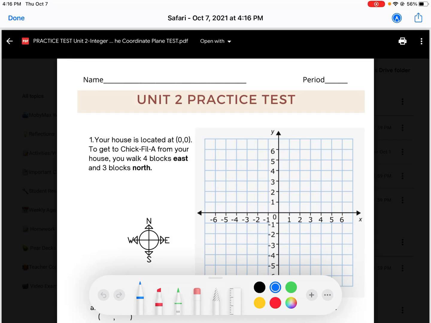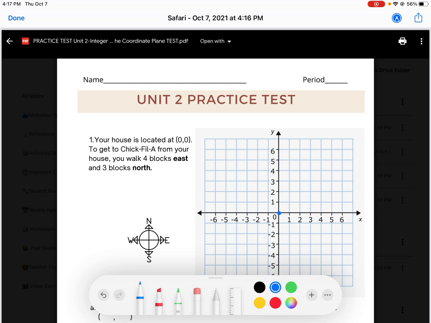Let's walk through number 1 of our practice test. All right, so this says your house is located at (0, 0). That means our house is right here at the origin of this graph. To get to Chick-fil-A from your house, you walk 4 blocks east and 3 blocks north.